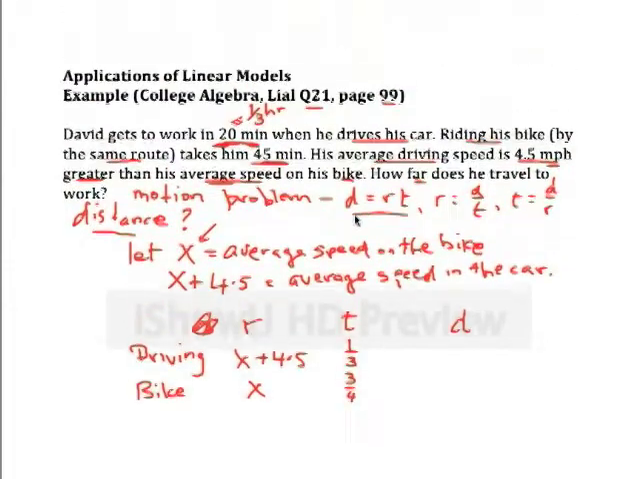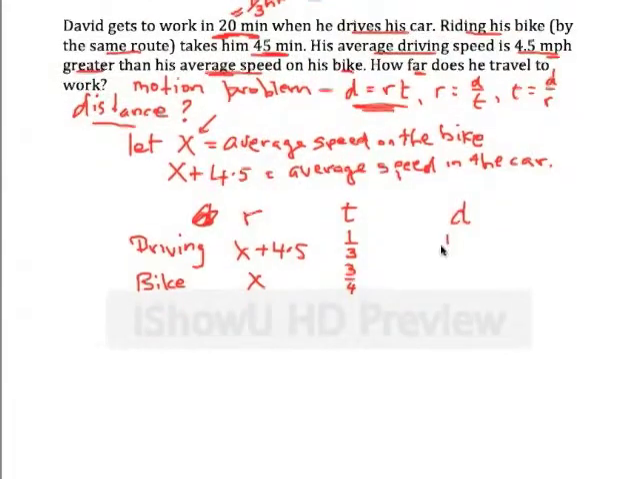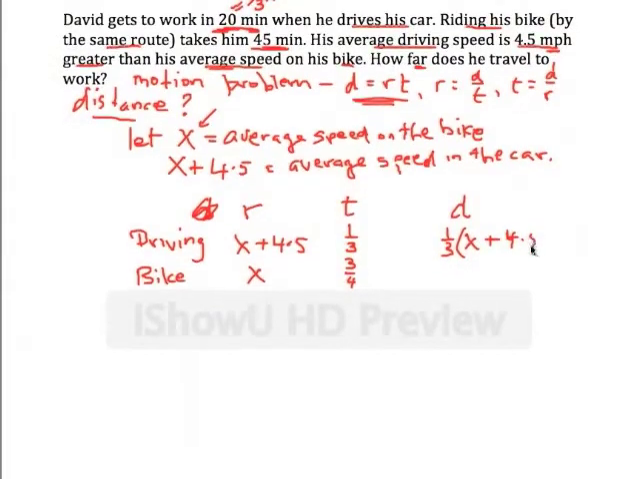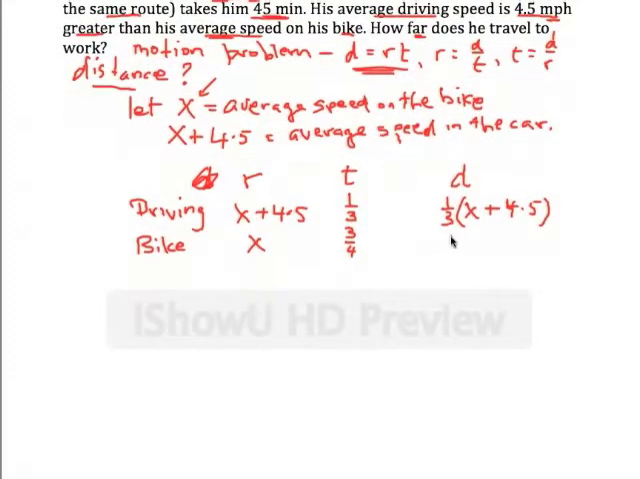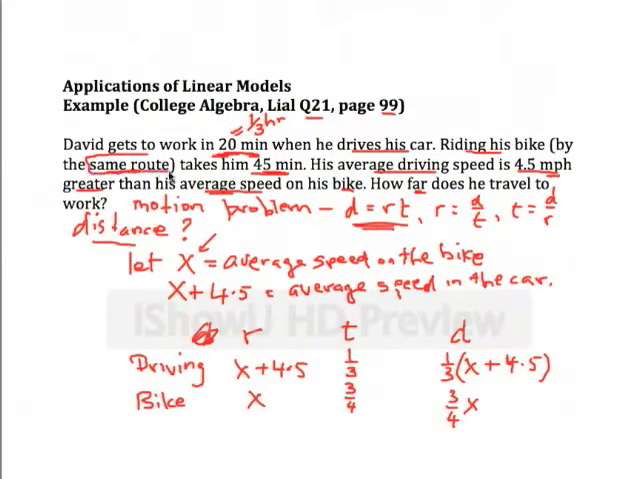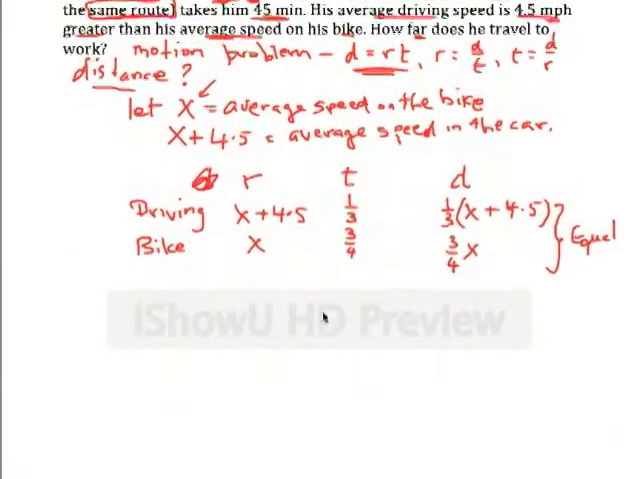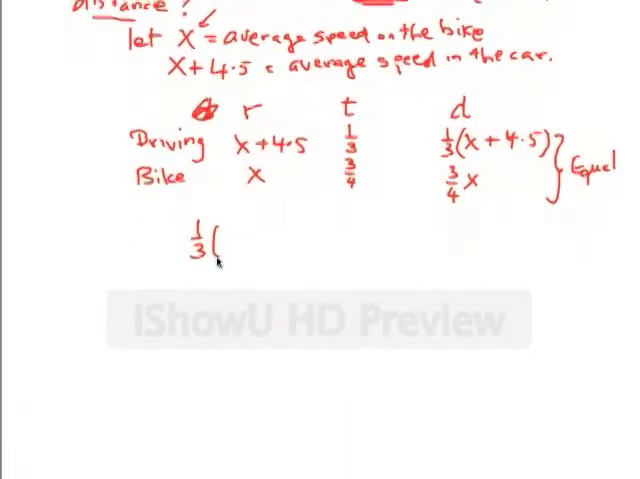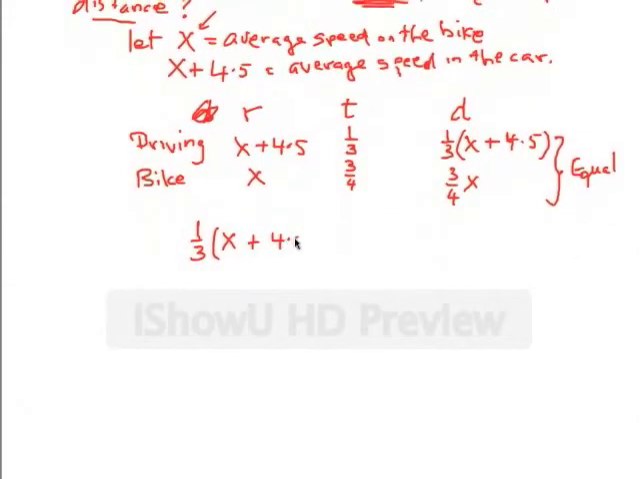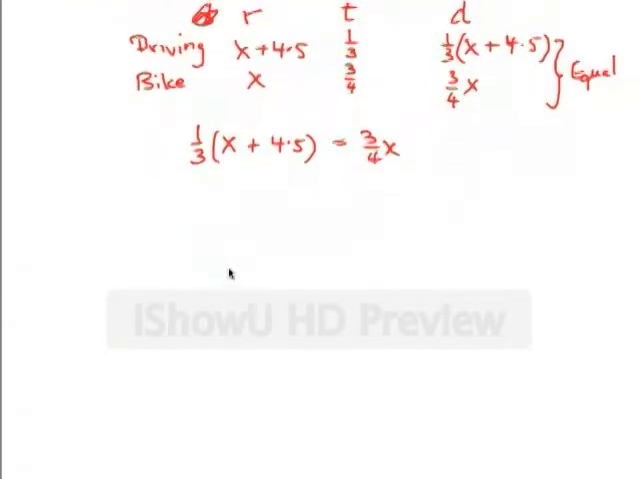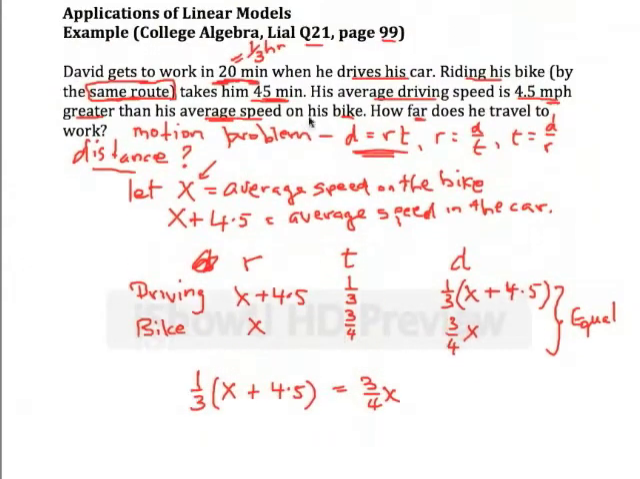Now, what's the distance travelled? Well, the distance travelled is the rate times the time. So in this case, it's going to be 1/3, which is the time, times the rate, which is x plus 4.5. And this one is 3/4 times x. Now you'll notice a very important thing here. He's going on the same route regardless of whether he's riding his bike or going in the car. This means he is travelling the same distance. So these must be equal. So this allows us to write out a linear model or equation for this particular problem. And so there is our linear equation for this particular word problem.